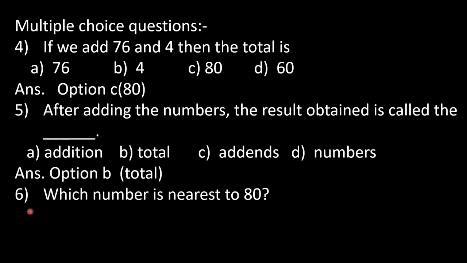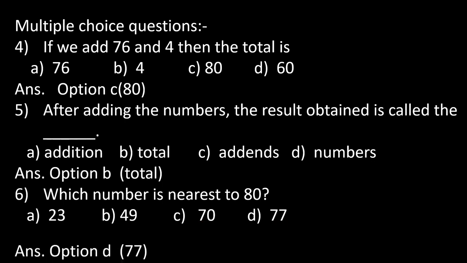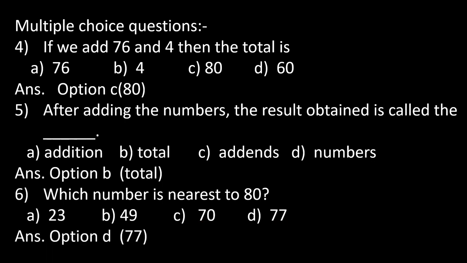Now in question number 6, which number is nearest to 80? And our options are A 23, B 49, C 70 and D 77. So here beta which number is nearest to 80 means कि वो number जो 80 के सबसे पास है. Okay, and that number is 77. So our option number D is correct. 77.